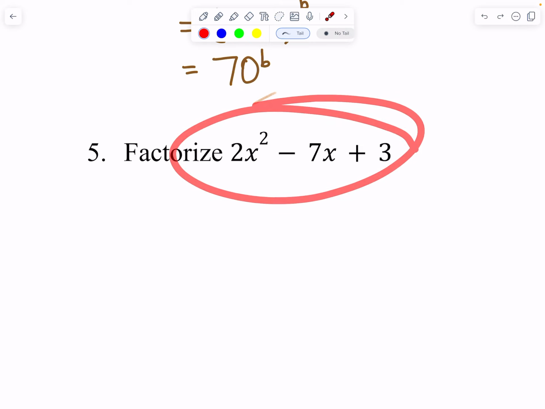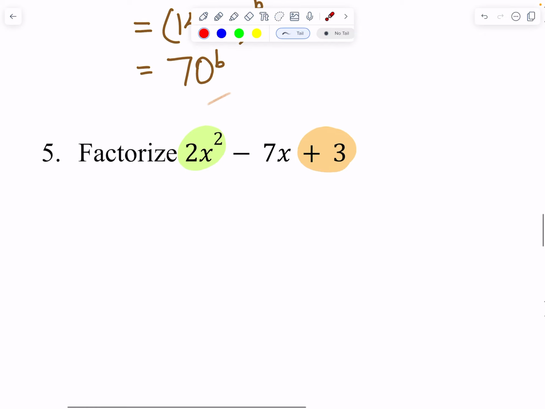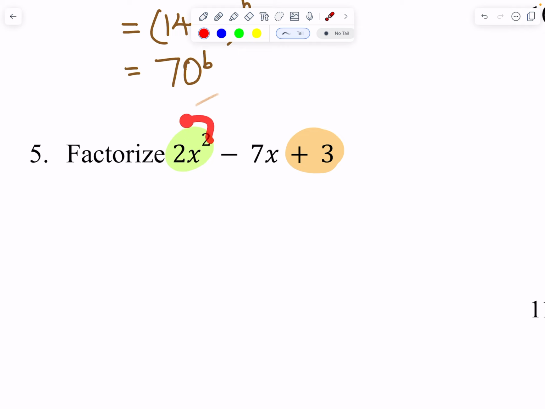So to deal with this, you first need to deal with the first term and the last term. With the first term and the last term, what do I do with them? You need to see how 2x squared is made. How is the number 2 made? What times what is 2? 1 times 2, or 2 times 1. They are both the same thing.